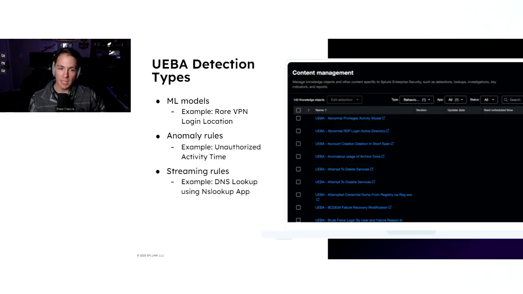Some of the UEBA detection types, right? We've got ML models, so things like a rare VPN login location. We've got anomaly rules, so, hey, somebody logging in outside a normal time baseline. Streaming rules, so, hey, we see this DNS lookup using NS lookup. And those are all contained when enabled via ES Premier inside of Enterprise Security. So it's not a second app or anything like that. It's represented all through Enterprise Security.